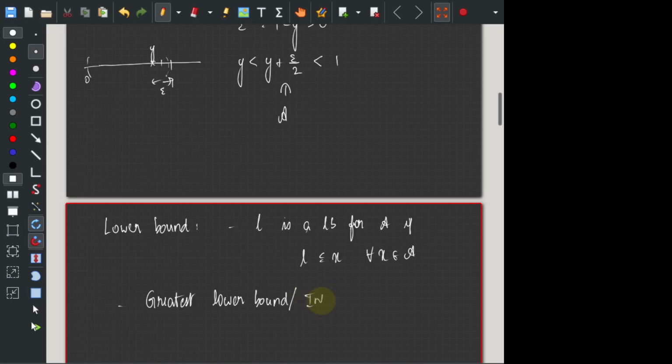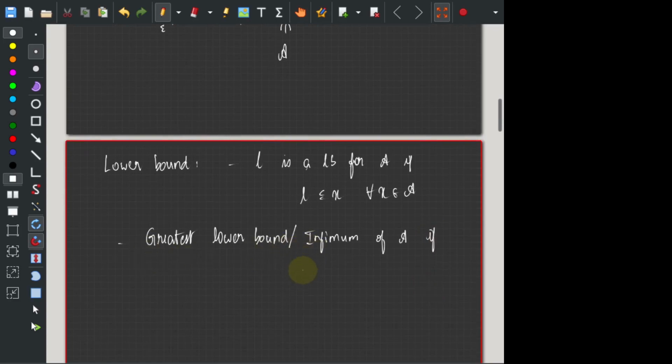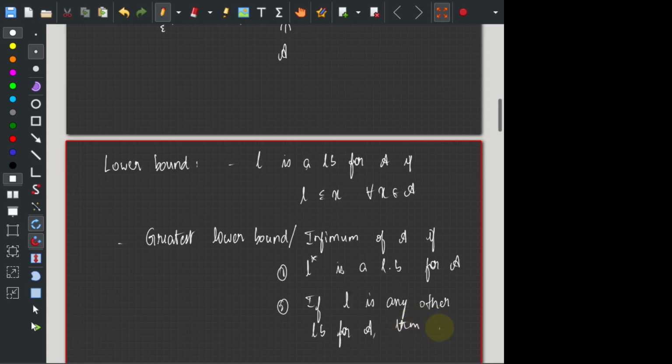for an infimum if, firstly, L is a lower bound for A. So let me say L star, and if L is any other lower bound for A, then L is less than or equal to L star.